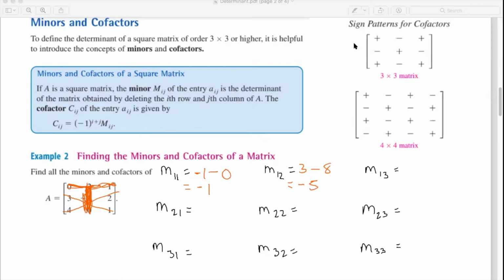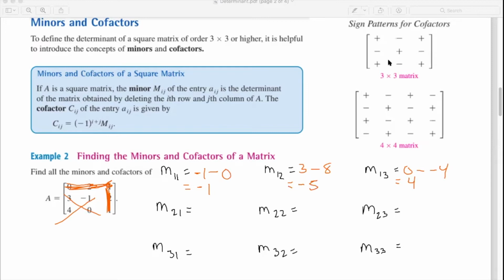Okay. Next, to move on to the third element in row 1, we are going to scratch out row 1 and not look at column 3 and find the determinant of these guys. So we've got 3 times 0 is 0, minus 4 times -1 is -4. So our minor there is +4.